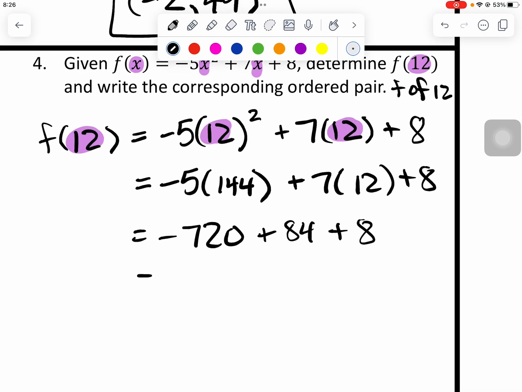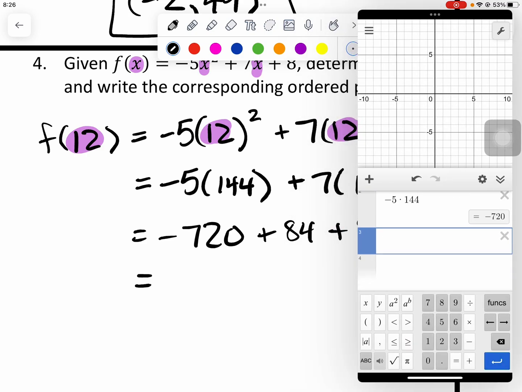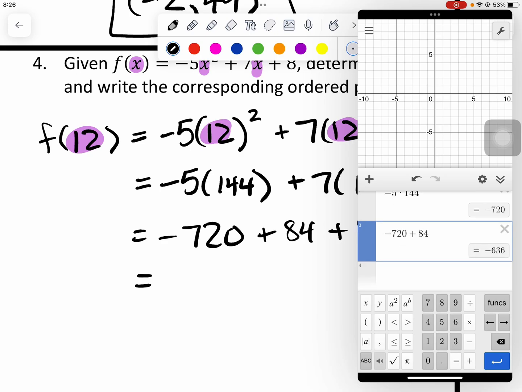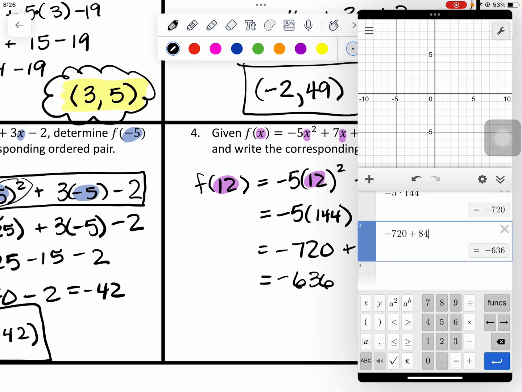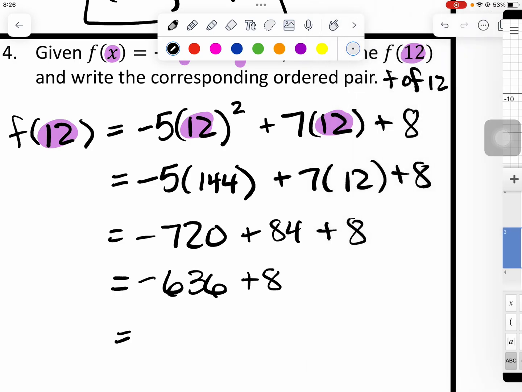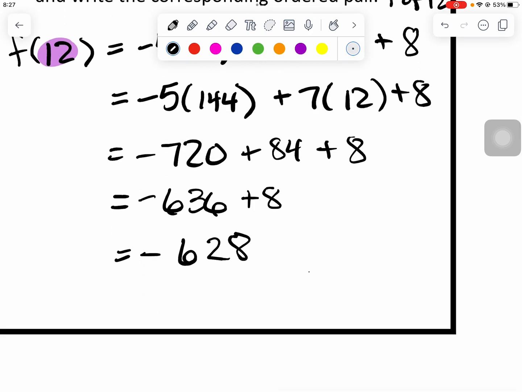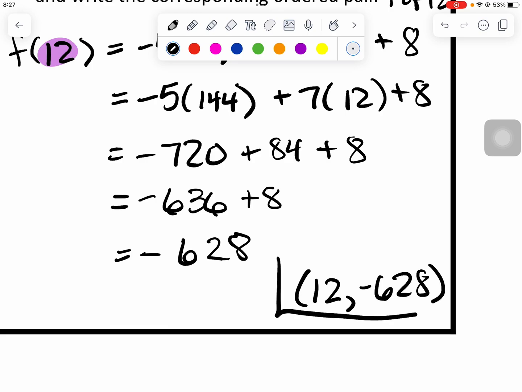And then we add and subtract from left to right. Negative 720 plus 84 is negative 636. We will add 8 to get negative 628. So for this function, f of 12 is negative 628, and our ordered pair looks like this.